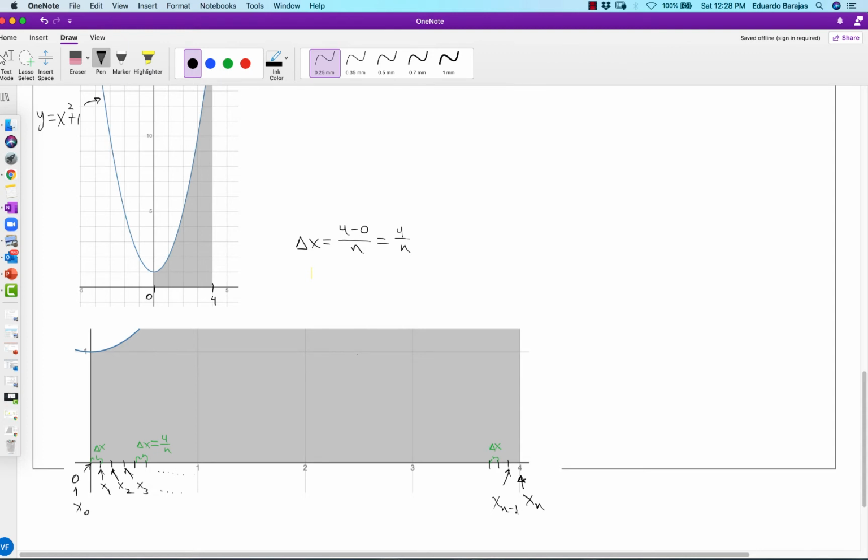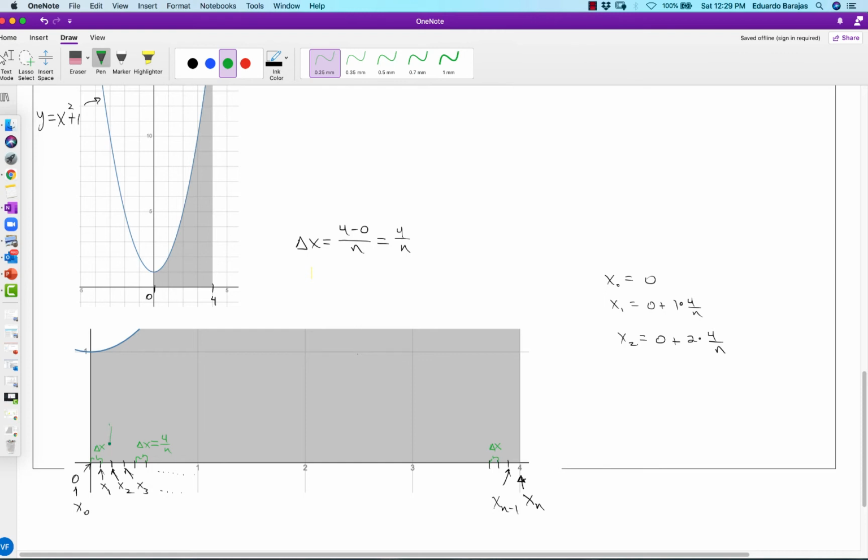Good. Now let's establish a pattern for what those values actually are. So x sub 0, well, that's just 0. And then x sub 1, well, that's going to be the 0 plus the delta x. So one copy of delta x, which is this 4 over n. X sub 2 is equal to the 0 plus, and now there's 2 copies of the delta x, which is 4 over n, right?